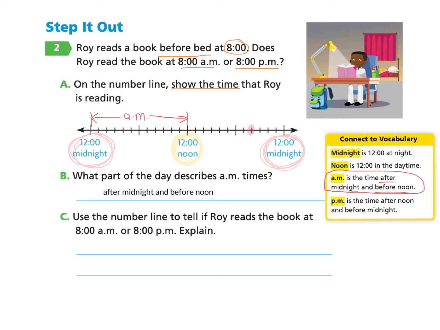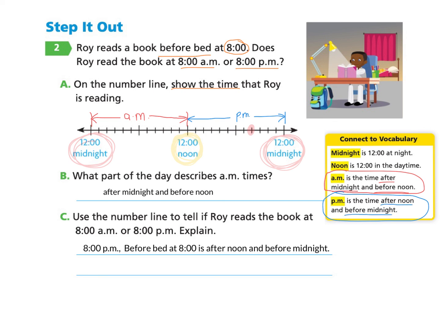Looking at the number line, we know that the 8 o'clock is before he goes to bed. And so that is in the evening, which is after noon and before midnight. And we know that PM is the time that is after noon but before midnight. So we can explain our thinking that it is 8 p.m. and that means before bed at 8 is after noon and before midnight. As always, you can go back and rewatch this video and pause along the way anytime as needed.